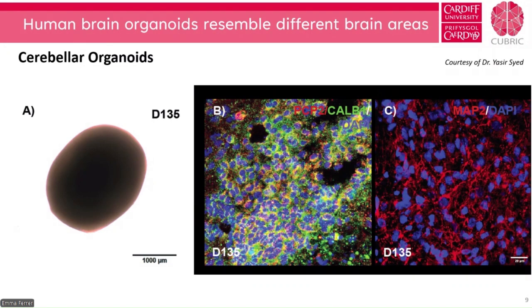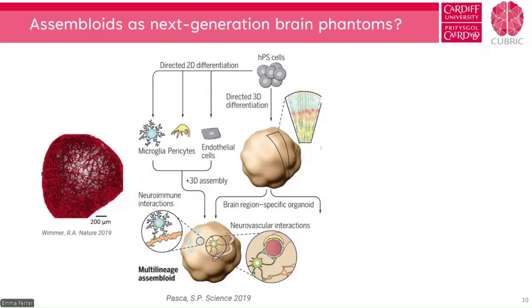And then this is an example instead of a cerebellar organoid, where on the right, this is a healthy organoid. And here the same organoid was induced an immune response, and that's why you have calbindin staining all over the place. So you can even trigger immune responses in these organoids and see how the cells and the system react.